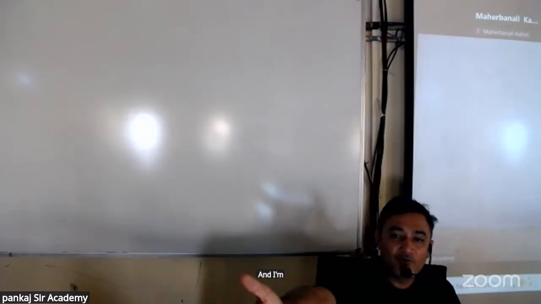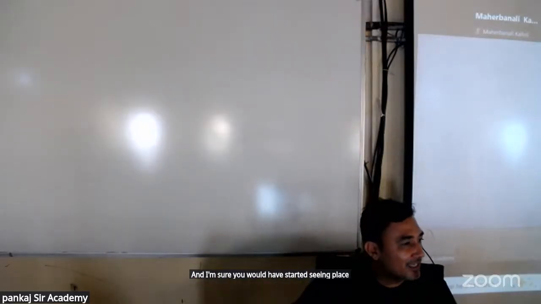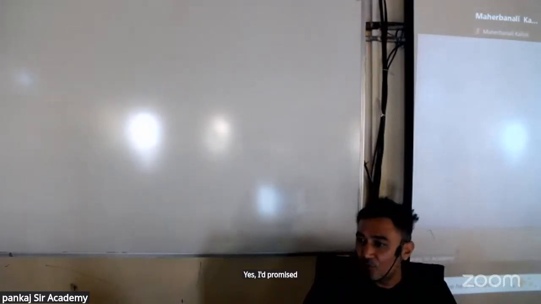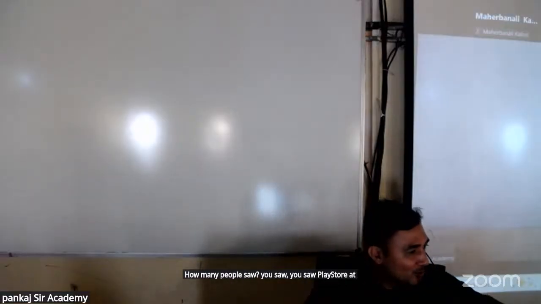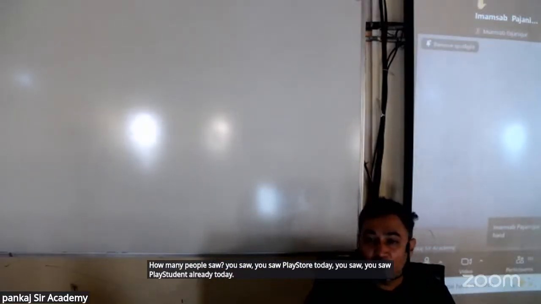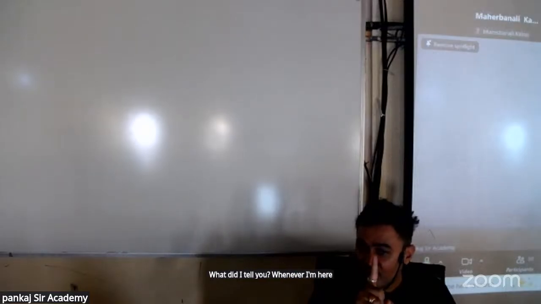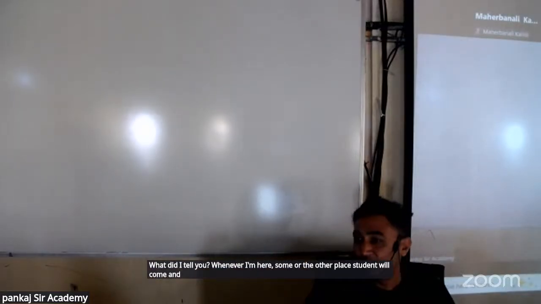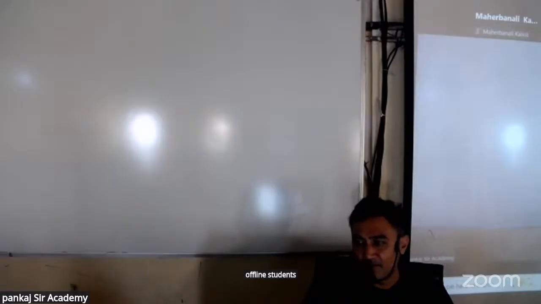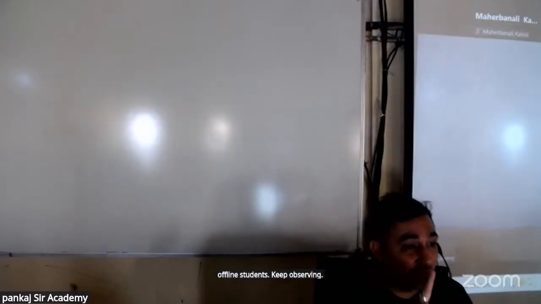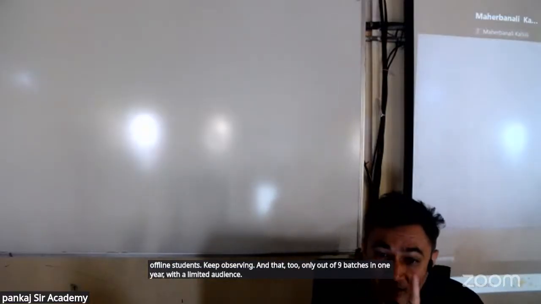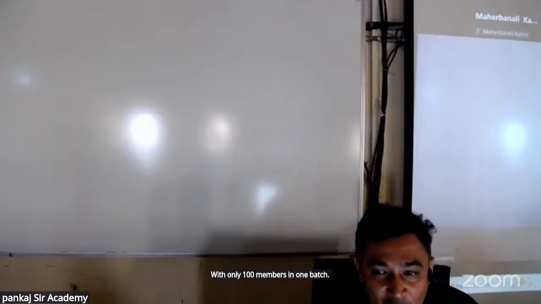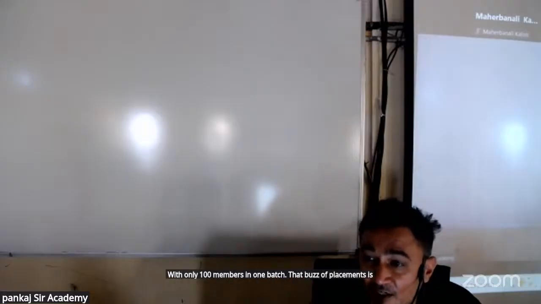And I'm sure you would have started seeing placed students interacting with me already. Yesterday I promised. Today, did you see any placed student? How many people saw? You saw a placed student already today. What did I tell you? Whenever I am here, some placed student or the other will come and meet me and talk to me. Offline students, keep observing. And that too only out of 9 batches in 1 year with a limited audience, with only 100 members in one batch. That buzz of placements is created out of 100 students every batch.